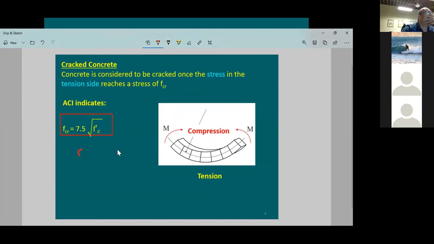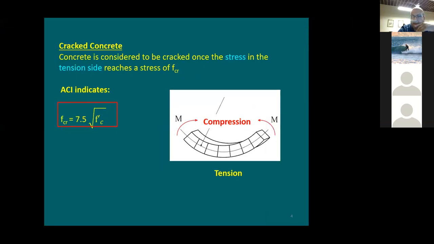Here's what I'm saying. Here's f_cr. My f'c is equal to 5,000. Can I just use here 5,000? Or is it okay to use 5,000 here as 5 KSI, and then at the end divide the whole equation by 1,000? No, I cannot, I guess, right?